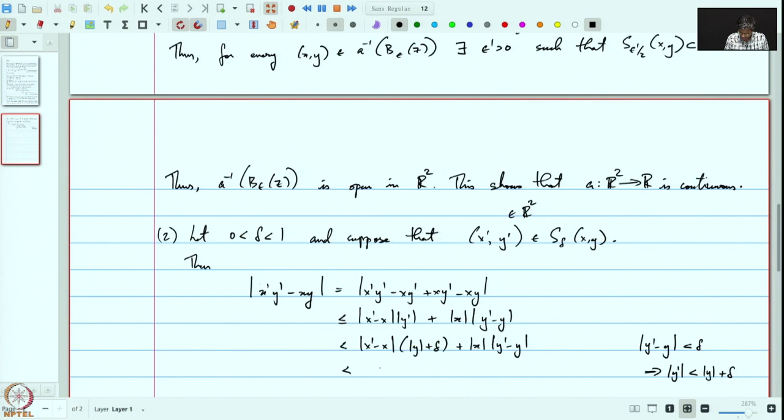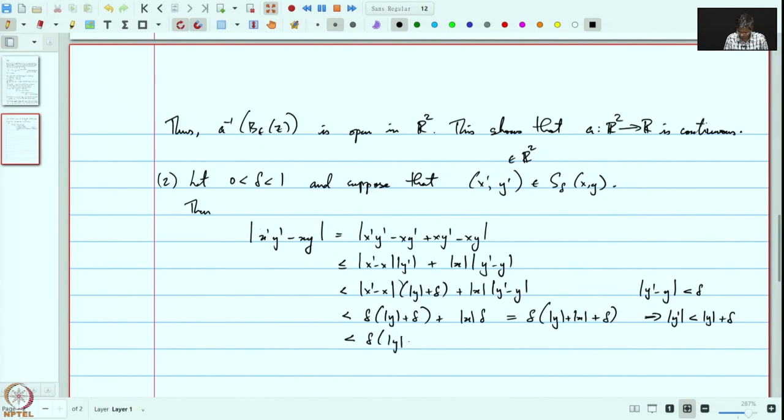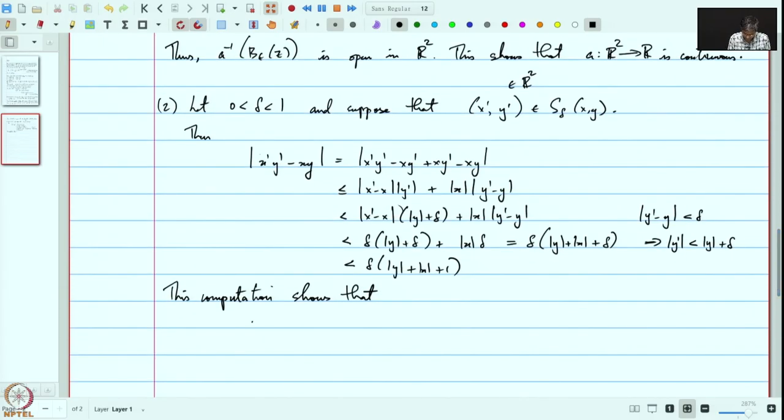Right. Now this quantity over here is also less than delta, so we use that. And this quantity is less than delta, so this is equal to delta into |y| plus |x| plus delta, which is strictly less than delta into (|y| plus |x| plus 1). Okay, so this computation shows that, we can rephrase it as: when we apply m on S_delta(x, y), this is going to be contained in B of delta into (|y| plus |x| plus 1) of xy.